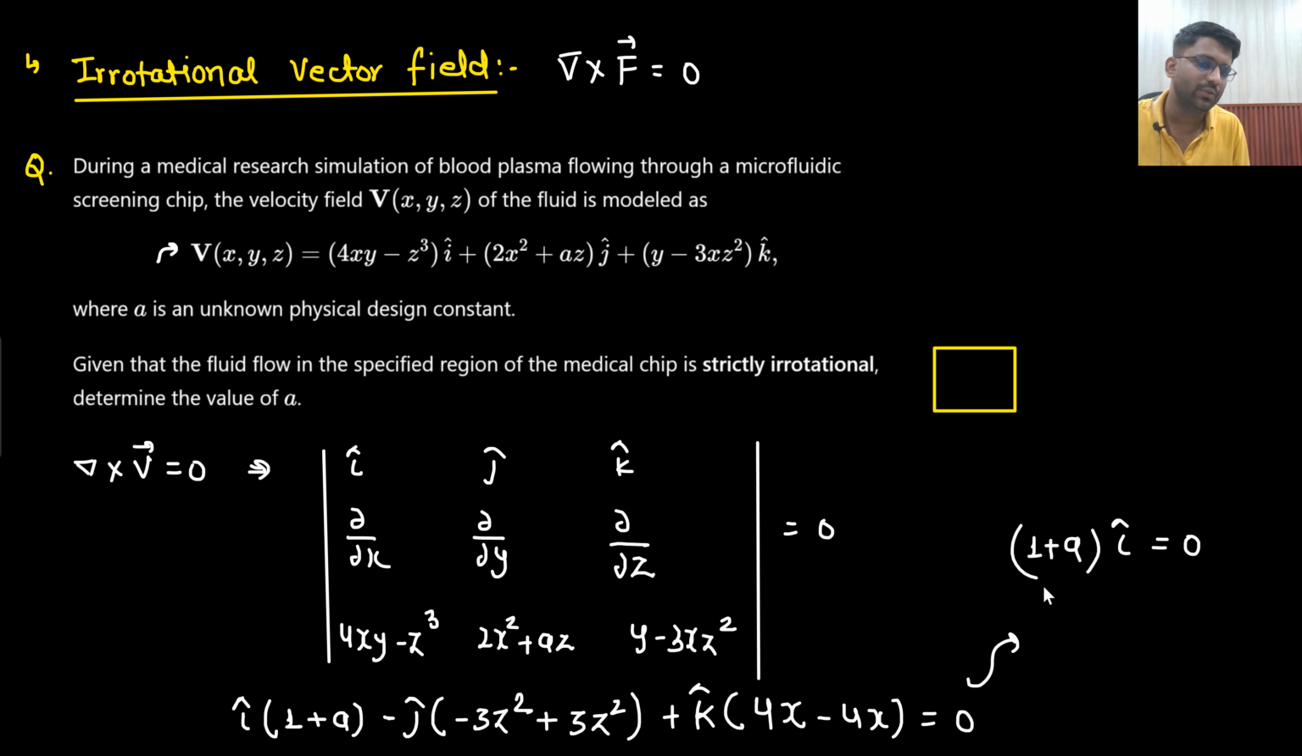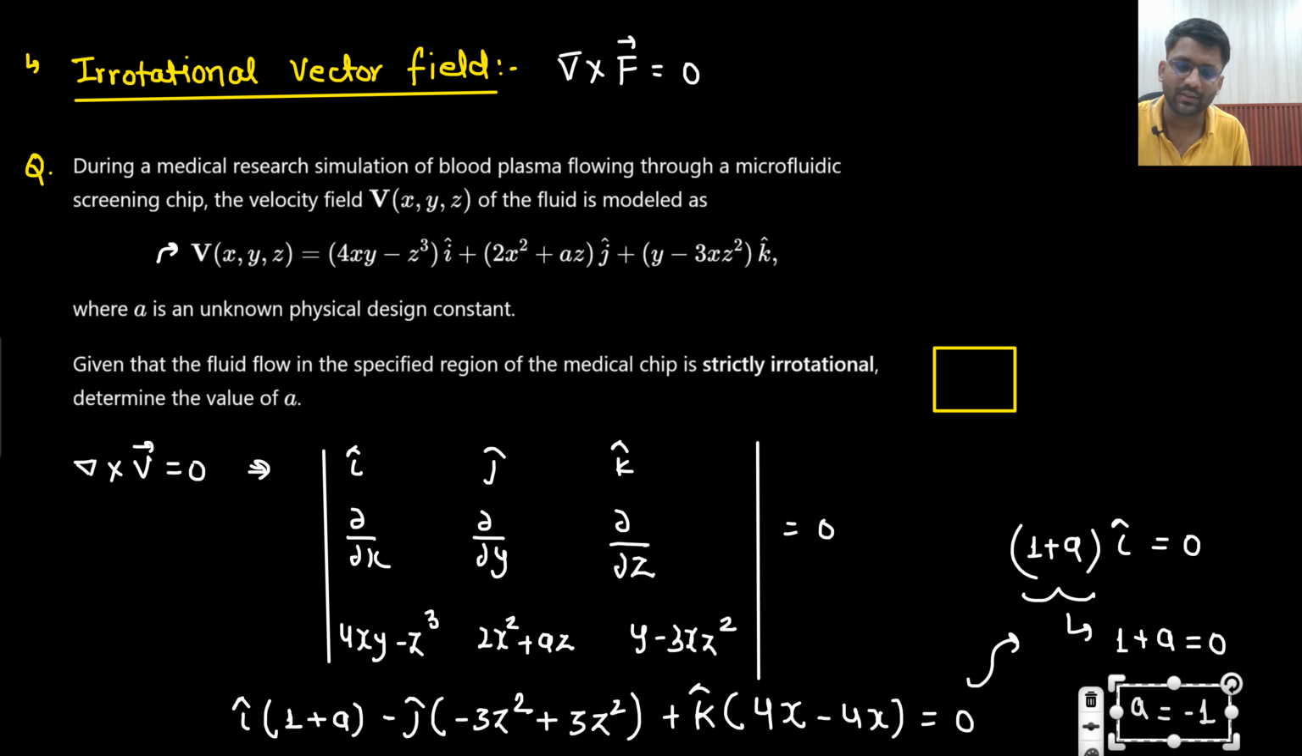So for this to be equal to 0, what does that mean? 1 plus a has to be 0. What does that mean? a has to be equal to minus 1. This is the answer. a has to be equal to minus 1. So what is the answer? a has to be equal to minus 1. That's it. So an irrotational vector field is given.